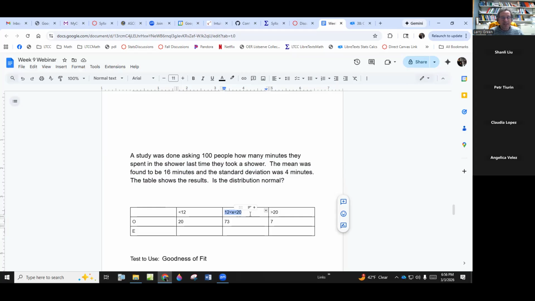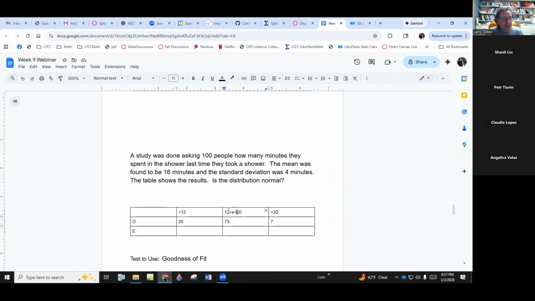I don't see y'all jumping in. Okay. It's been about 3 weeks or so. And that is we use the empirical rule. Notice that 16 minutes was the mean, 4 minutes was the standard deviation. So if we do 16 minus 4, we get 12. If we do 16 plus 4, we get 20.